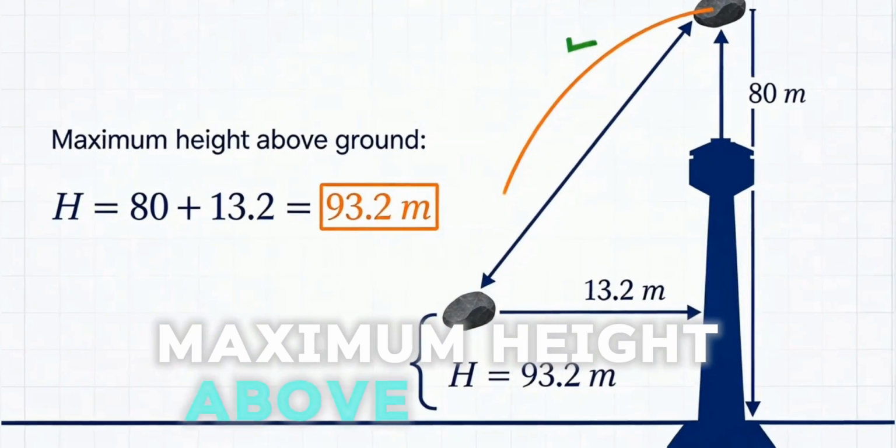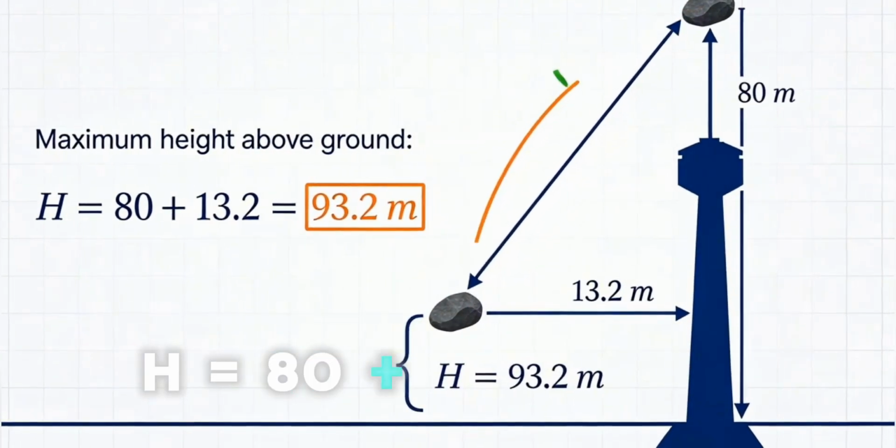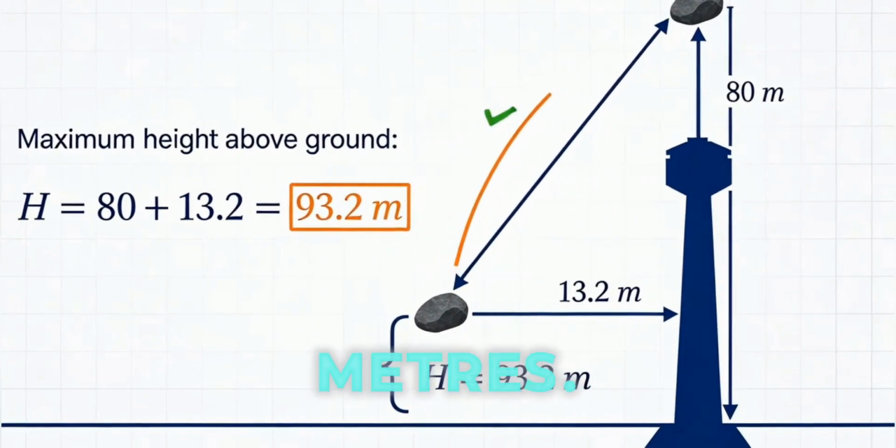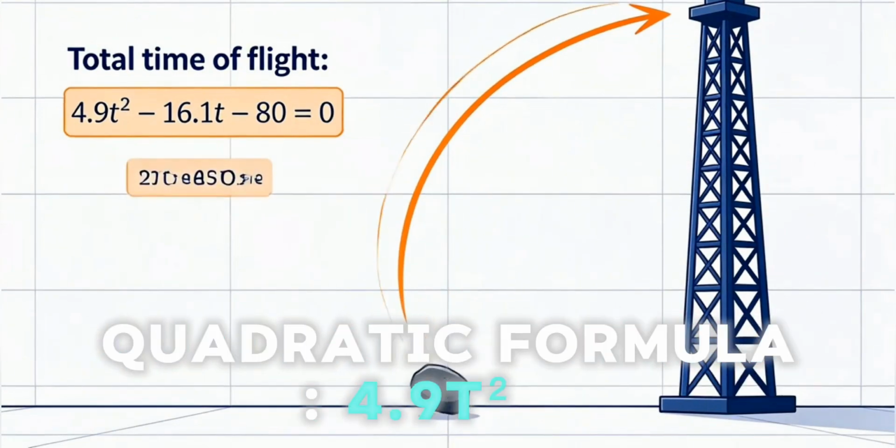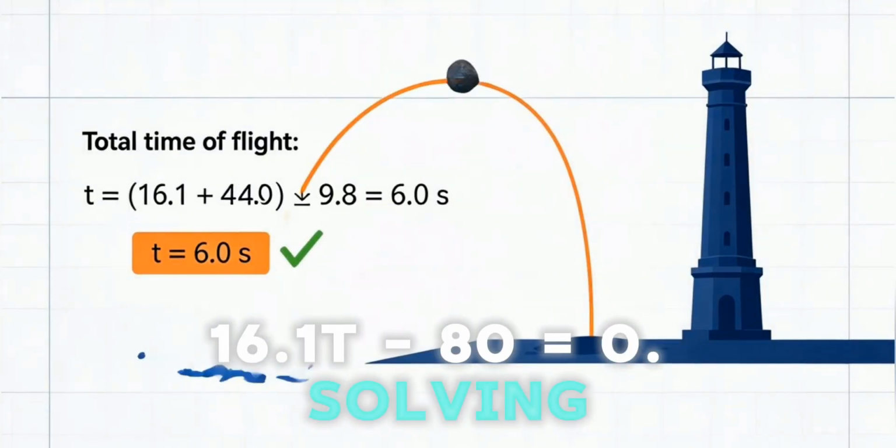Extra height above tower, s = u²/2g = 16.1² / 19.6 = 13.2 meters. So maximum height above ground, H = 80 + 13.2 = 93.2 meters.